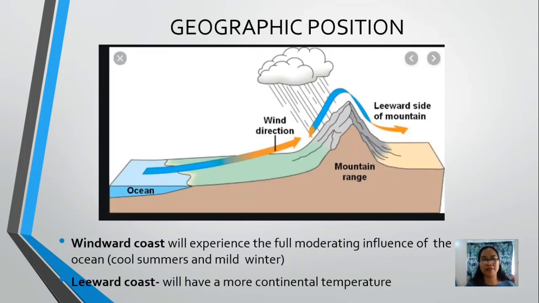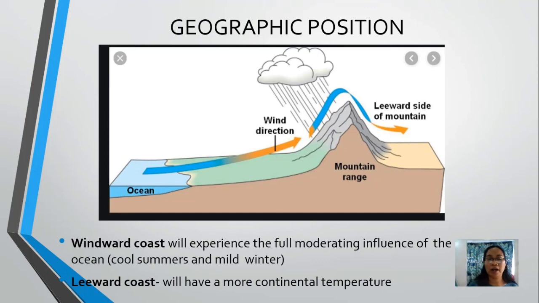Okay, another one, we have this geographic position. Meron tayong tinatawag na windward and leeward. Okay, windward coast will experience the full moderating influence of the ocean. So, saan yung windward? Okay, here, we have here, so windward, and then here is the leeward side of the mountain. Leeward coast naman will have a more continental temperature.